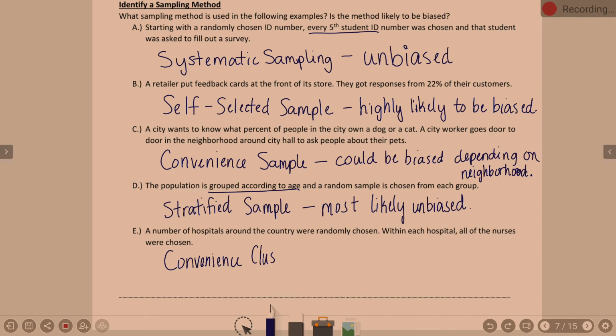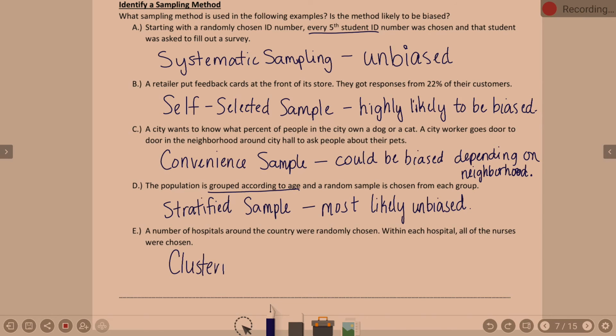So convenience clustering. No. Why did I throw convenience in there? Because I said the word convenience, right? Okay. Try that again, sorry.